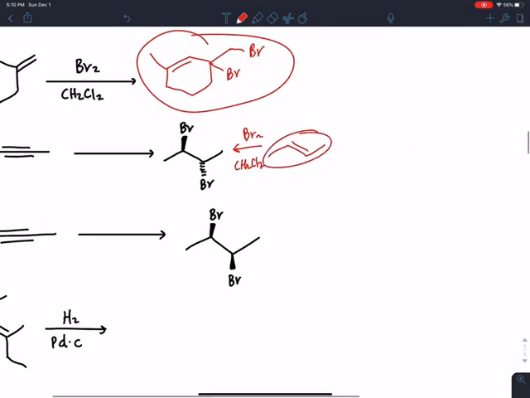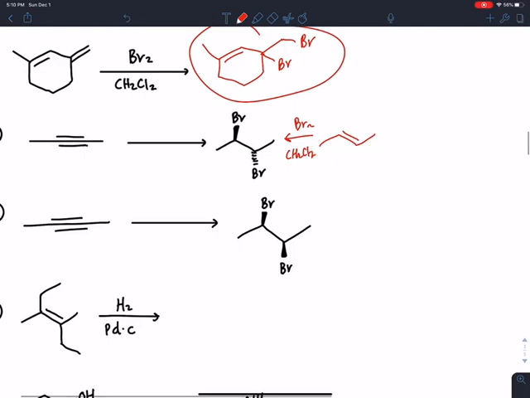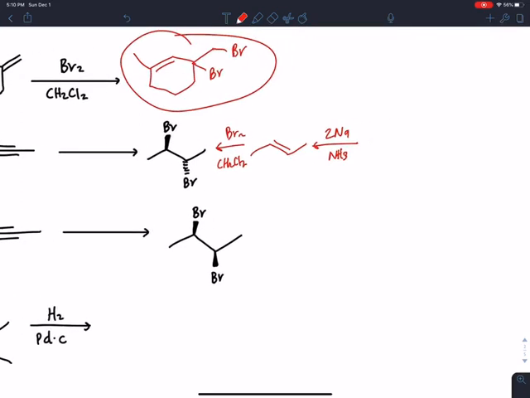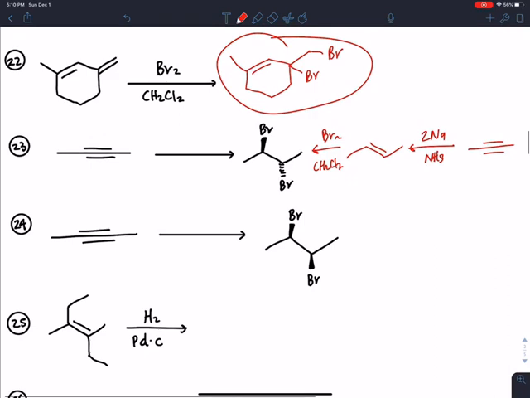So how do you make trans double bond from a triple bond? Well, this reaction is 2Na over NH3. It's a chapter 11 reaction. I'll go over it in next class. But that's how you do it. So if you want to write it, you would just write Br2, CH2Cl2, and part 2 is 2Na over NH3.